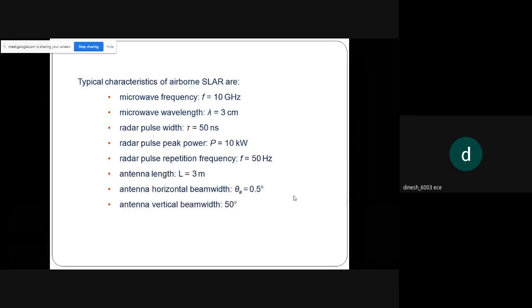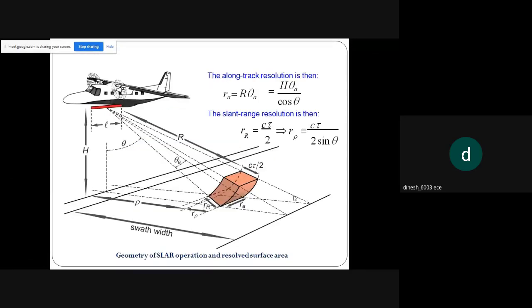So the typical characteristics of an airborne SLAR, side looking radar, are: microwave frequency of 10 gigahertz, wavelength 3 centimeter, radar pulse of 50 nanoseconds, radar pulse peak power of 10 kilowatts, radar pulse repetition frequency of 50 hertz, antenna length of 3 meter, antenna horizontal beam width of 0.5 degree and antenna vertical beam width of 50 degrees. These are the specifications. Geometry of an SLAR operation and resolved surface area.